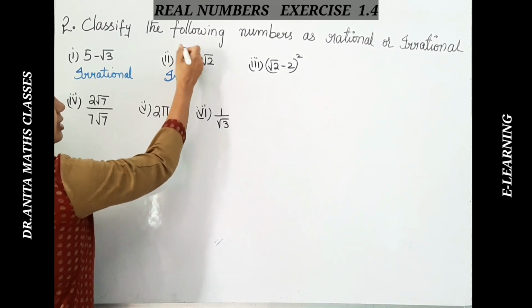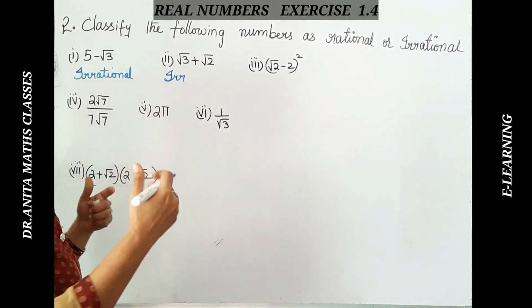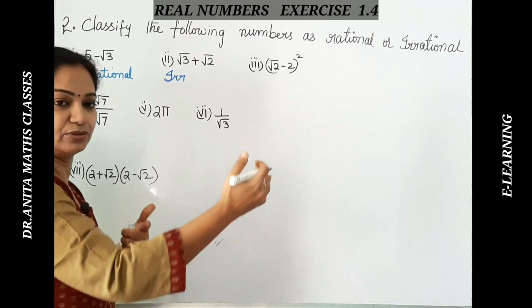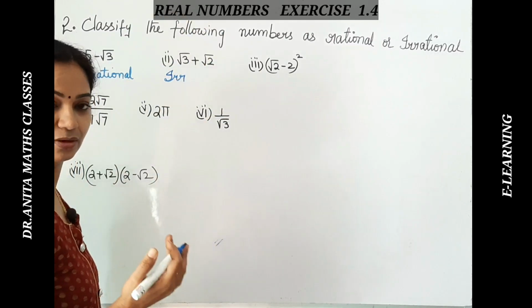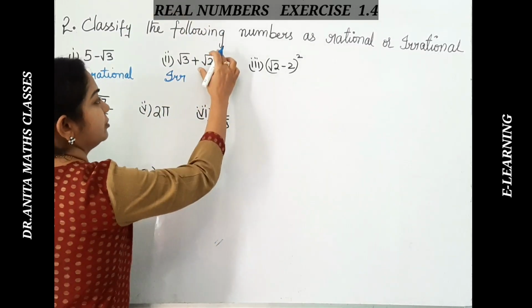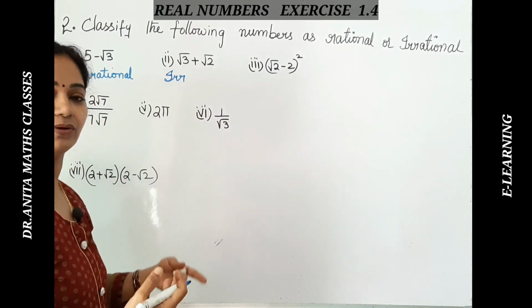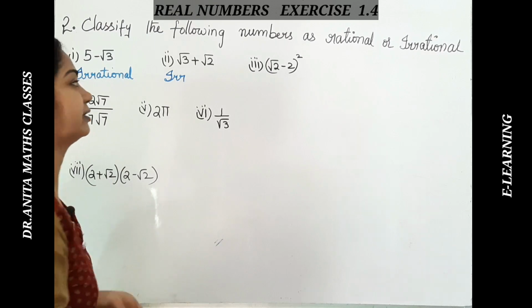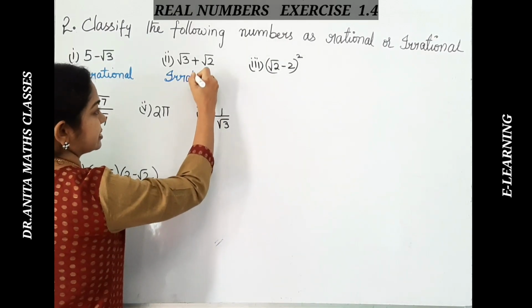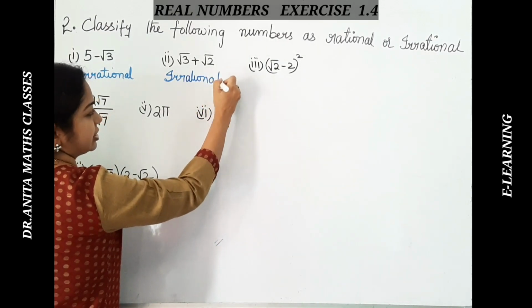Also you can see here root 3 value is 1.732 and it is not terminating and not repeating. Root 2 is also non-terminating, non-repeating. If you add both of them, that value will also be non-terminating and non-repeating. Likewise you can guess. So this is an irrational number.